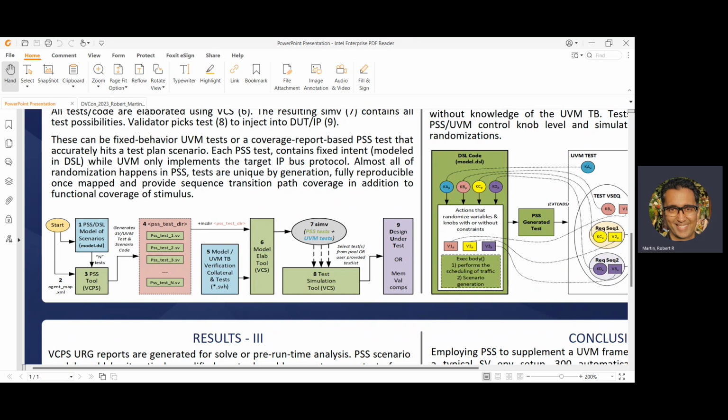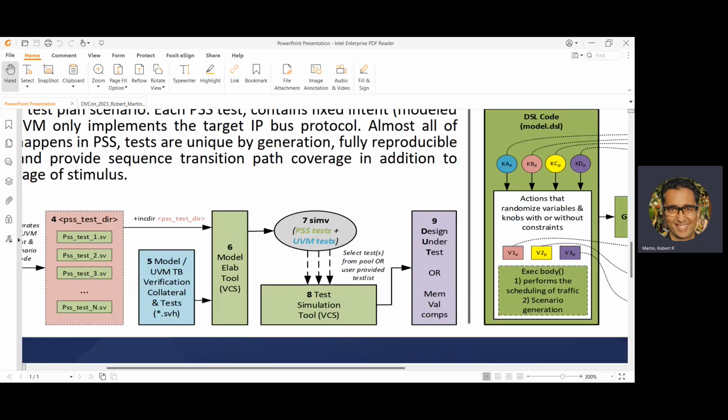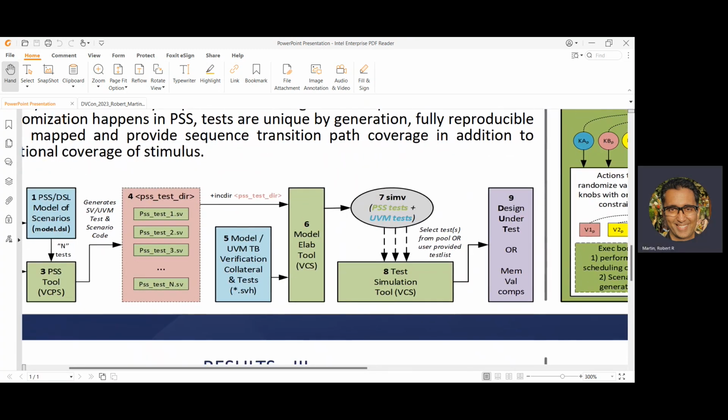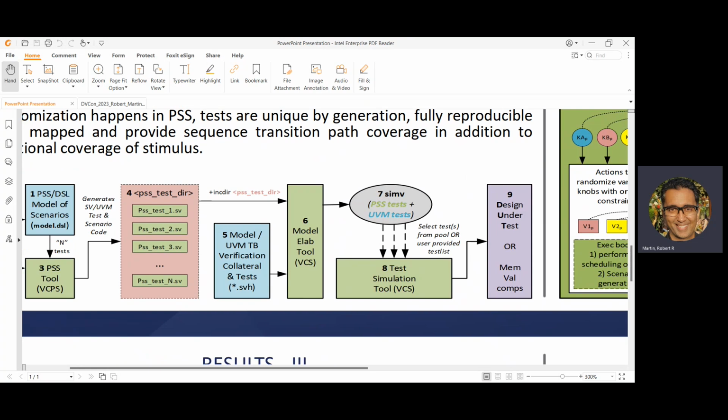These were then compiled with the existing UVM test suite, and at simulation time, the user can choose to run either the legacy UVM tests that were handwritten or the automatically generated portable stimulus tests. We applied this portable stimulus flow in two modes of abstraction, as indicated by these two diagrams. The first was a portable stimulus scenario generator, where portable stimulus picked a test flow that determined the test path. Then when the handoff happened to UVM, UVM would only implement the bus protocol that was expected by the DUT without any randomization.